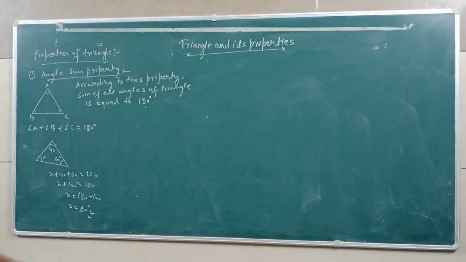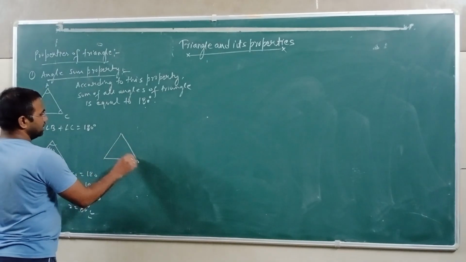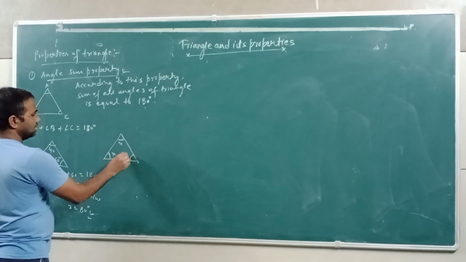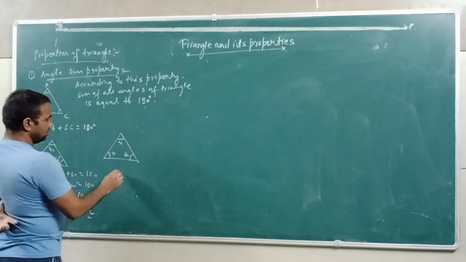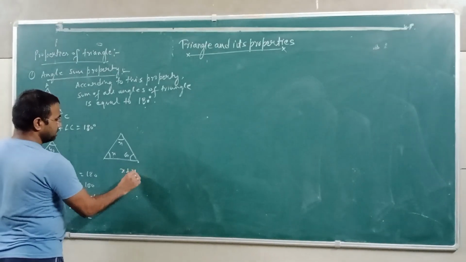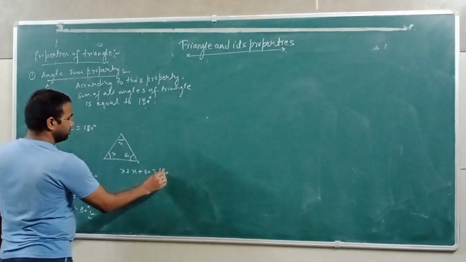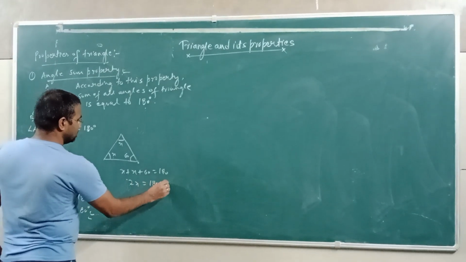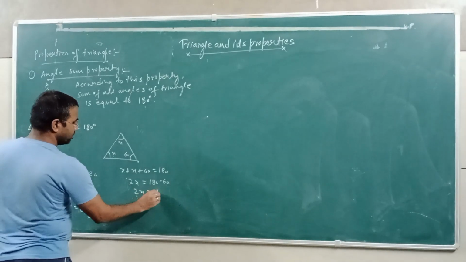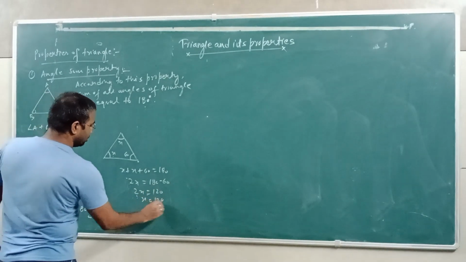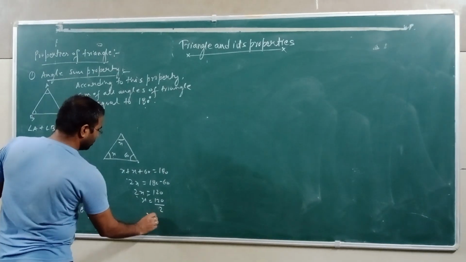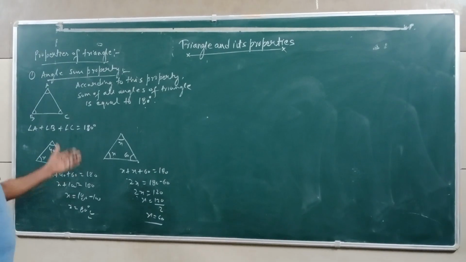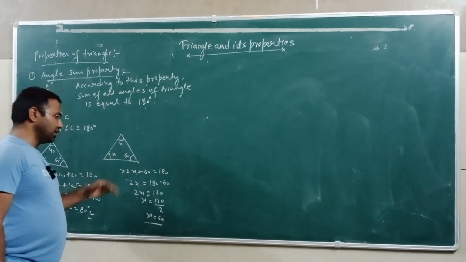Okay. And suppose in a triangle any two angles are equal. Suppose these angles are equal, and this is 60 degrees. Then you have to calculate this and this angle. So what will you do? x plus 60 is equal to 180. Now 2x is equal to 180 minus 60. Then 2x is equal to 120. Then x is equal to 120 upon 2. Then x is equal to 60. So see here, in this way you can find any two angles which are equal in a triangle when one angle is given.